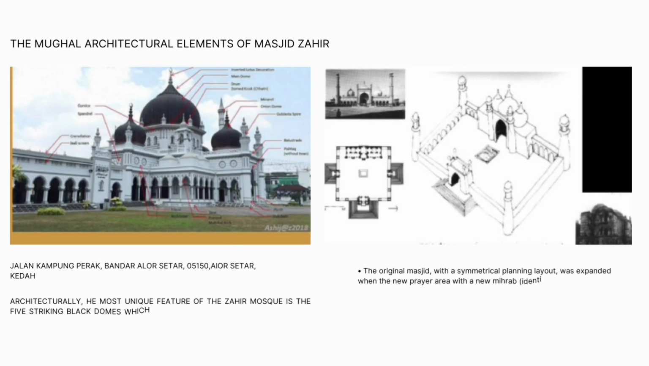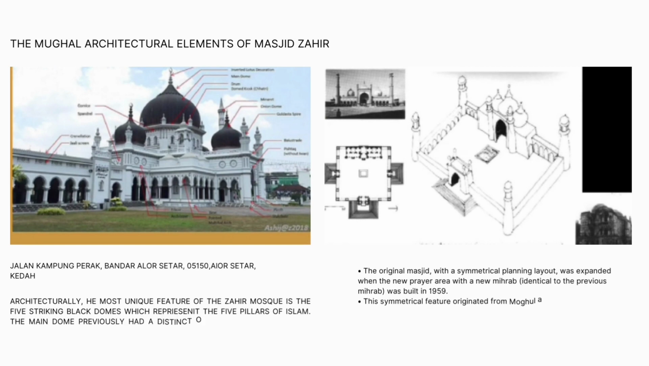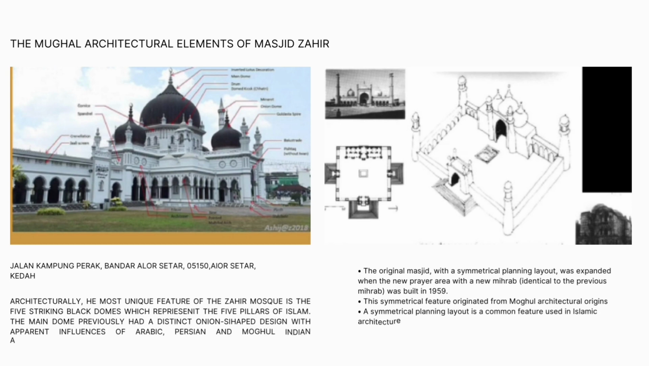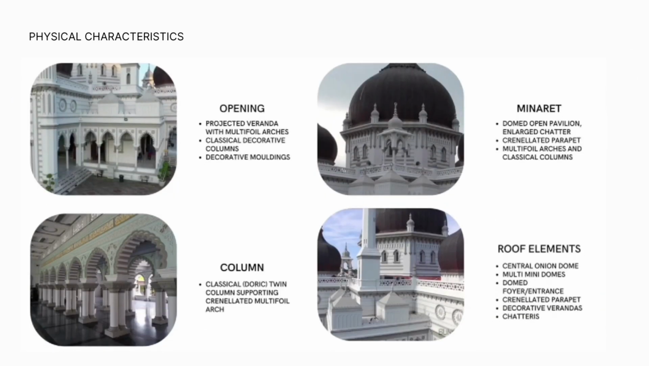Architecturally, the most unique feature of the Zahir Mosque is the 5 striking black domes, which represent the 5 pillars of Islam. The main dome previously had a distinct onion shape design with apparent influence of Arabic, Persian, and Mughal India architecture. Physical characteristics. First, opening.